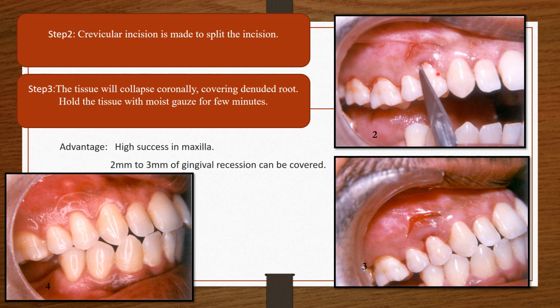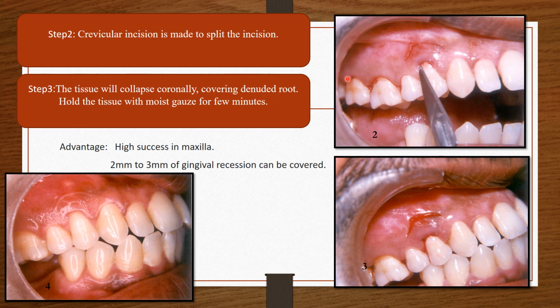Okay. Then we have to make the sulcular incision to split the tissue. Once it is split, the tissue will collapse coronally, covering the denuded root. So you have to push it down coronally and hold the tissue moist for a few minutes. You can see that. This technique is very simple and predictably provides 2 to 3 mm of root coverage. So it can be performed on several adjoining teeth. If it is the same case for multiple teeth, you can do all the teeth together.